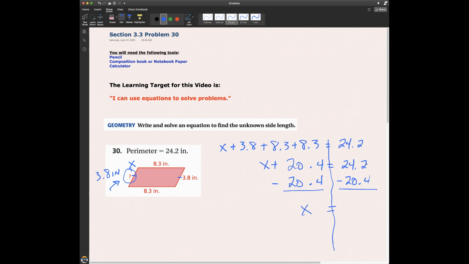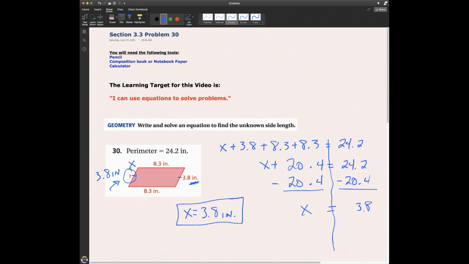And when I do that, I can do this borrow. So 12 minus 4 is 8. That becomes 3. And 2 minus 2. So I end up with X equals 3.8. So X equals 3.8 what? Right? We have to include our units. 3.8 inches, which we already knew was the answer. But now we just proved it using what we've learned about solving equations.